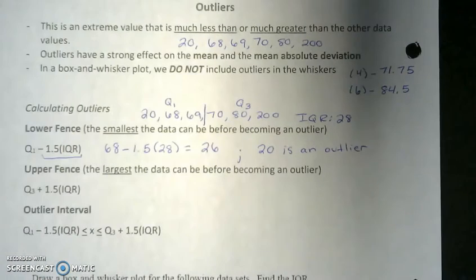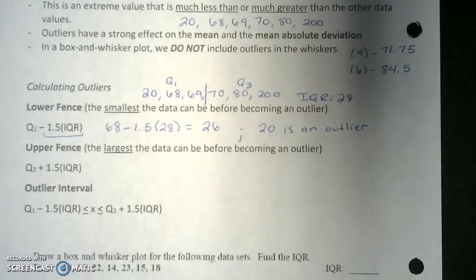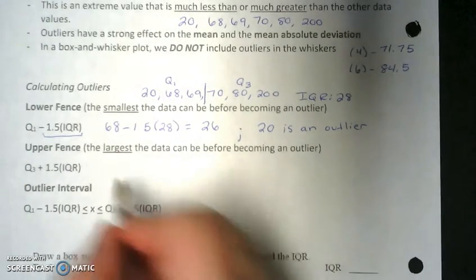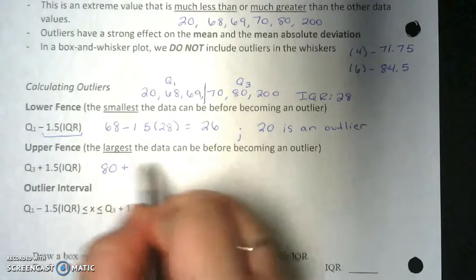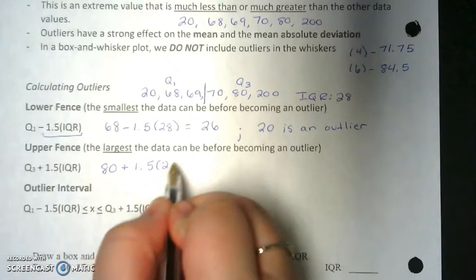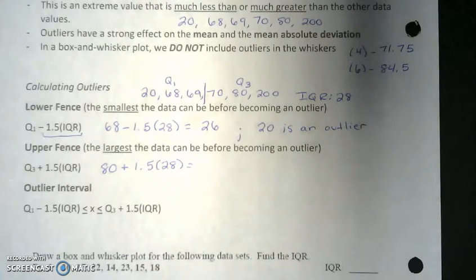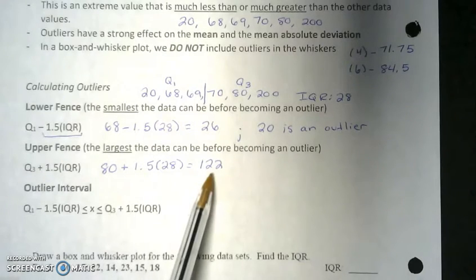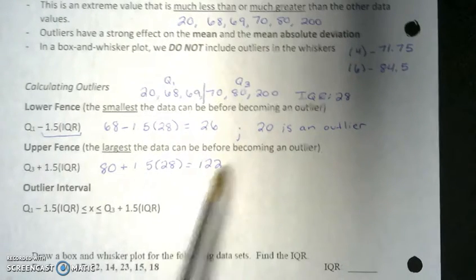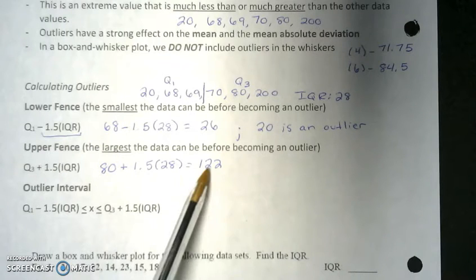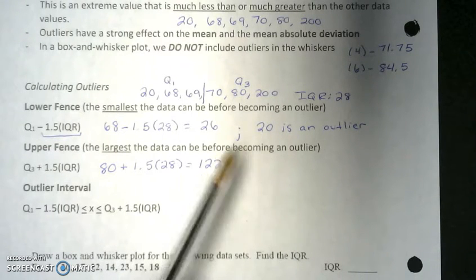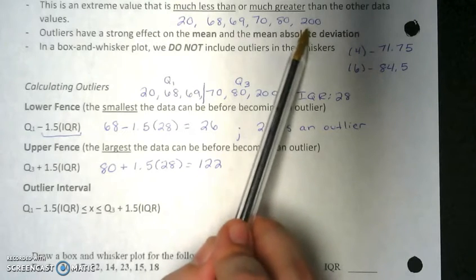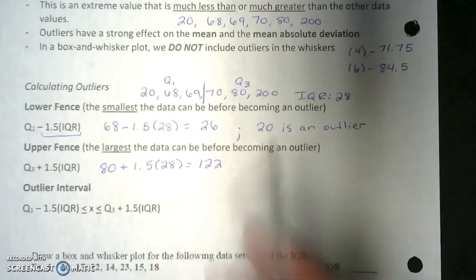Now our upper fence is going to be the upper quartile, so Q3. We're adding this one. Still 28 for the IQR though. So again, we're going to plug that in a calculator. And we get 122. So now this one we have to say, is there any number bigger? So this is saying this is the largest this could possibly be before it becomes an outlier. Well, if we look at our data, again, that 200 that we thought before, yes, it actually is an outlier.